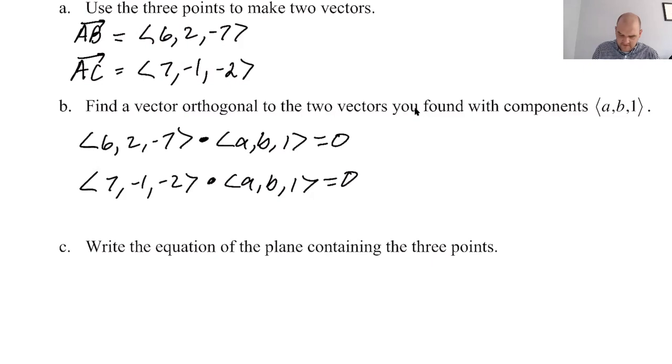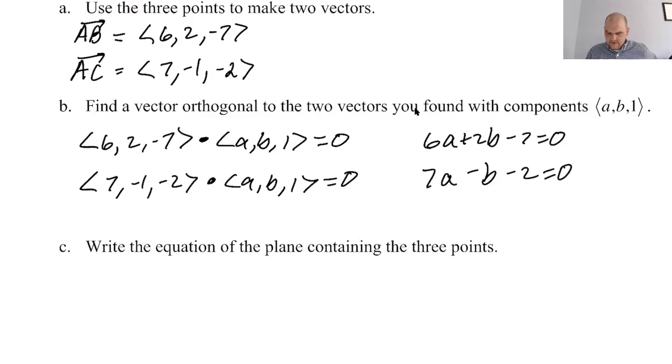So let's actually solve this. Let's see how bad it is. I might solve it on a calculator. So I get 6a plus 2b minus 7 equals 0. And I get 7a minus b minus 2 equals 0. Do I want to solve that by hand? I don't want to, but I think I'm going to.